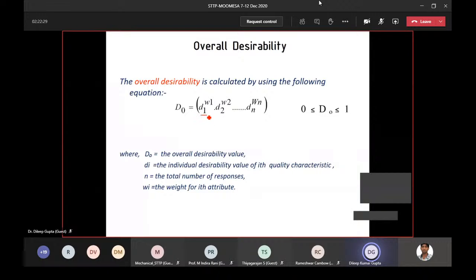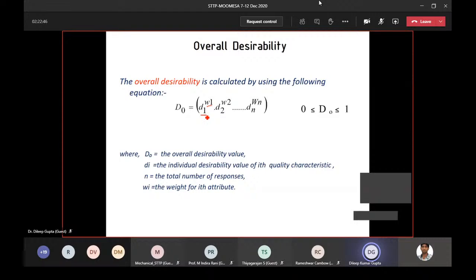Particular criteria. Right, particular criteria and particular alternatives. ये हम किसके लिए सॉल्व करते हैं? D0, D0 is for the value of alternative 1, then value of alternative 2.